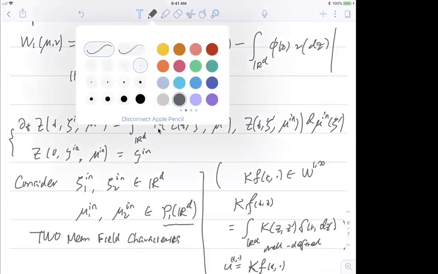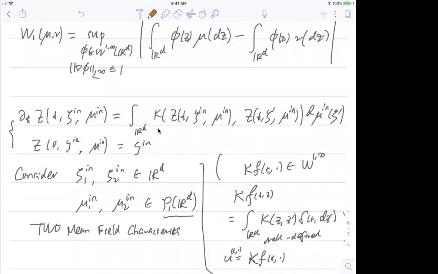So the idea is very simple. We just write this in the integral form and take the minus. So it's as easy as possible. So then we integrate over time.